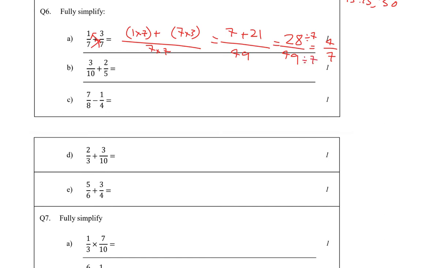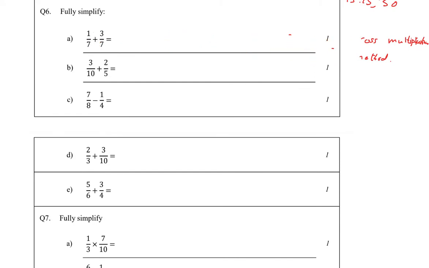The same goes for the second one. We can use the cross multiplication method. Nothing to do with multiplication, it's used for additions and subtractions. An easier way to do this is to consider the lowest common multiple. Incidentally, here we have like fractions.